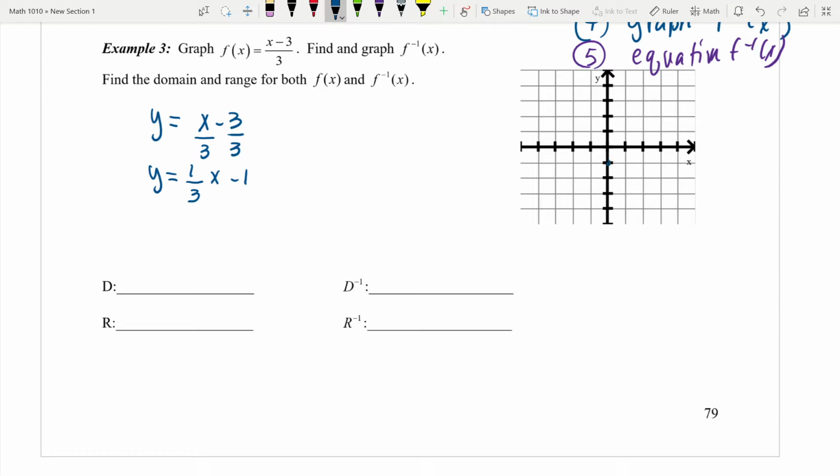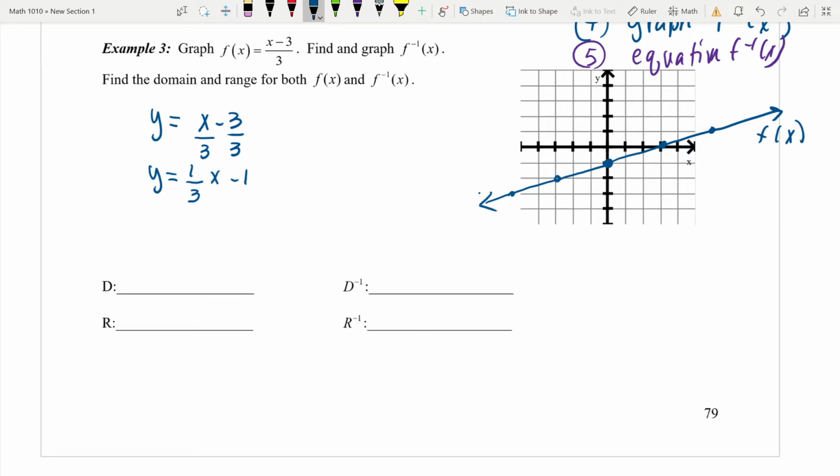So let's go down 1, make a dot. From there go up 1 right 3, up 1 right 3, down 1 left 3, down 1 left 3. You guys, the more dots you make, the more accurate your graph is, and the less confusing this problem is going to be. Okay, so draw it and label it f of x.